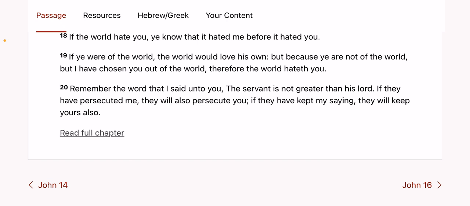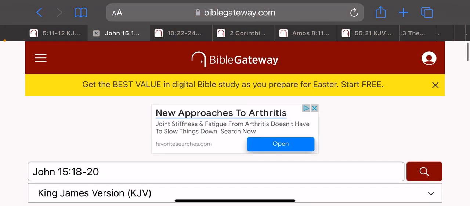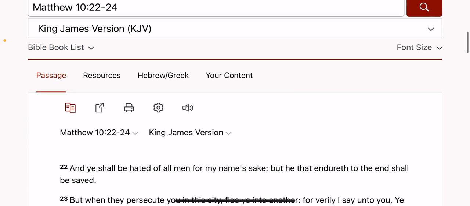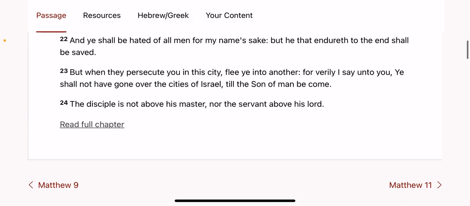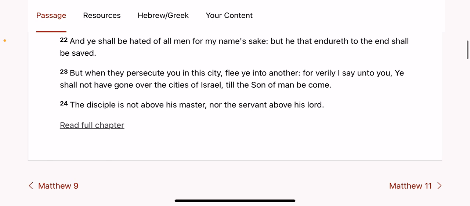Now, remember the word I said unto you, the servant is not greater than his Lord. If they have persecuted me, they will also persecute you. So this is what's coming. As if they have kept my saying, they will keep yours also. Now, a few more. Matthew 10:22-24. But going back to a bit earlier, our words can be held accountable.